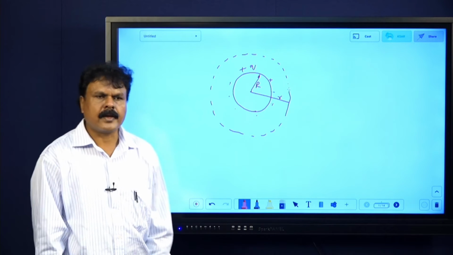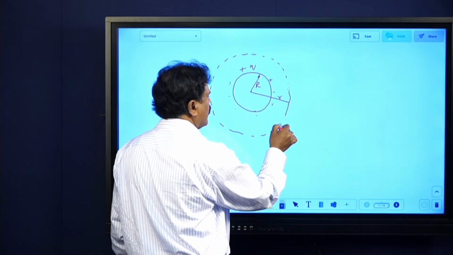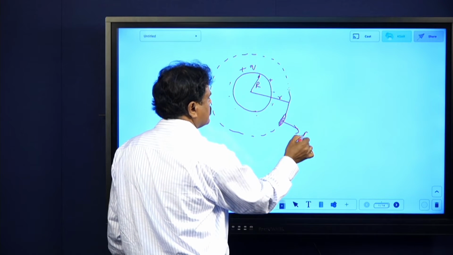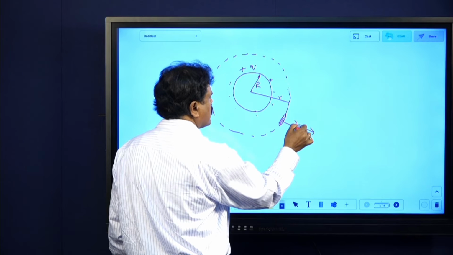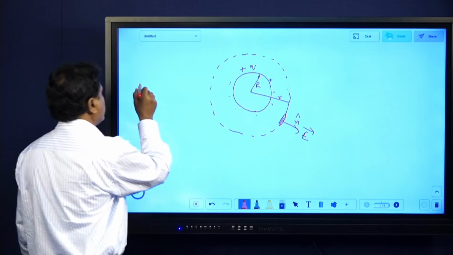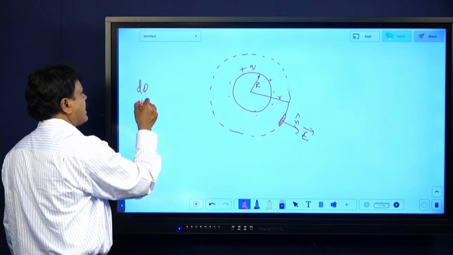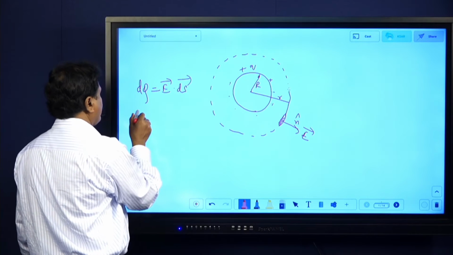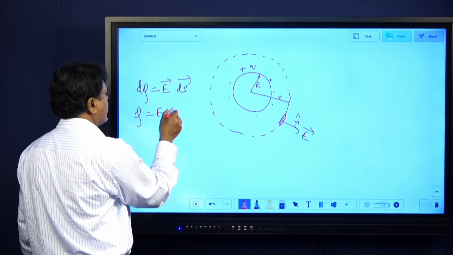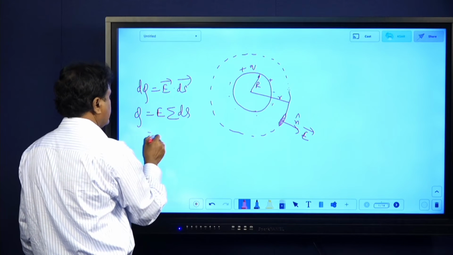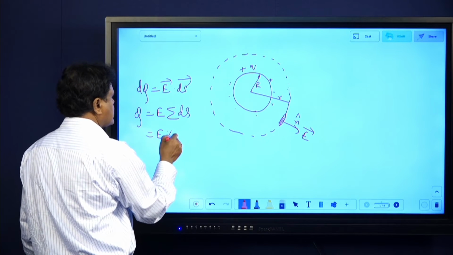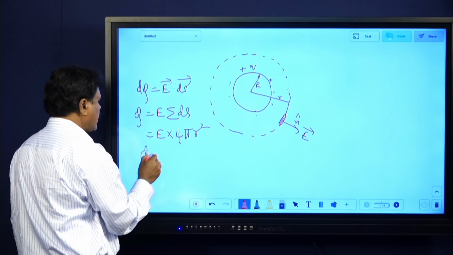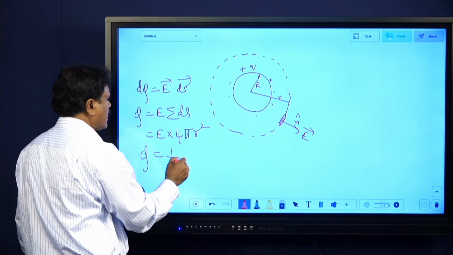And again, you consider some small element, through which the electric flux is what? E is acting this way, and the normal to the surface is also like this. What is phi, or d phi in any way? E dot ds. And phi equals E into sigma ds, and sigma ds is nothing but 4 pi r square. According to Gauss theorem, it is nothing but 1 by epsilon naught q.